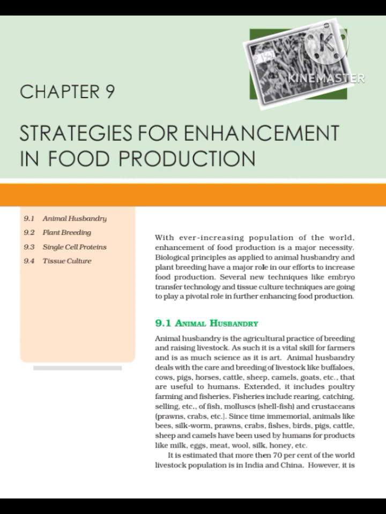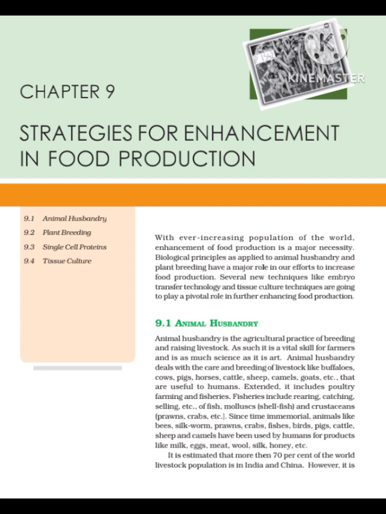9.1 Animal Husbandry. Animal husbandry is the agricultural practice of breeding and raising livestock. As such, it is a vital skill for farmers and is as much science as it is art. Animal husbandry deals with the care and breeding of livestock like buffaloes, cows, pigs, horses, cattle, sheep, camels, goats, etc., that are useful to humans. Extended, it includes poultry farming and fisheries. Fisheries include rearing, catching, selling, etc., of fish, mollusks, shellfish, and crustaceans, prawns, crabs, etc.